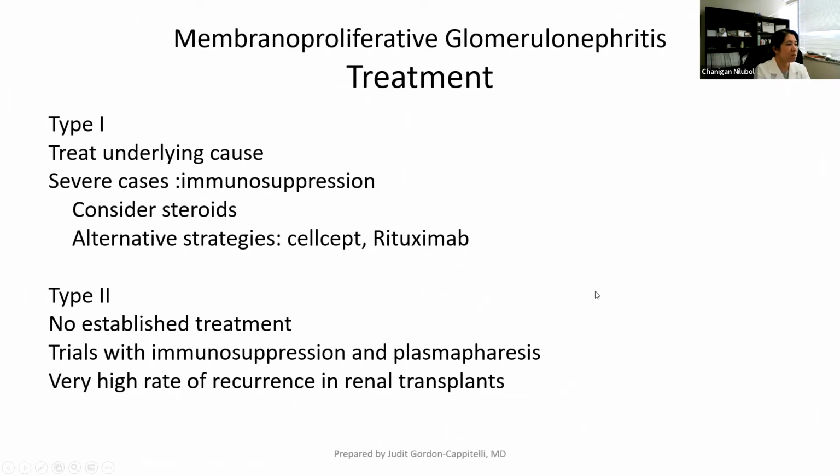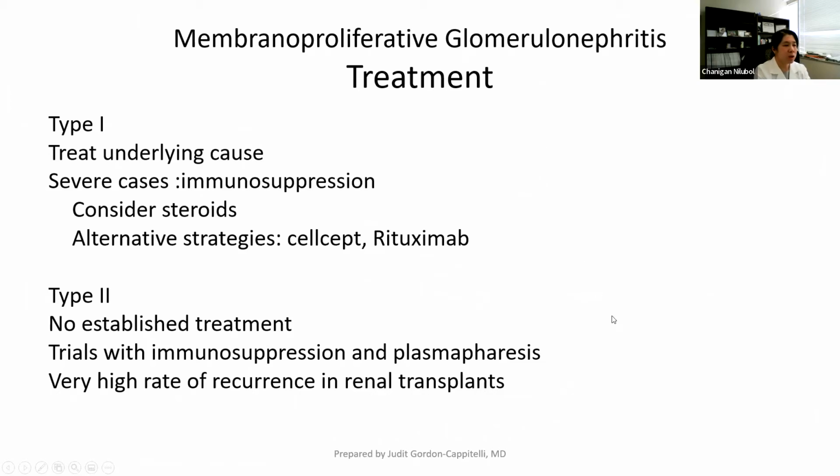There's another type of MPGN, which is called type 2 or dense deposit disease. There's no established treatment for that, and it has a very high rate of recurrence in the kidney transplant as well.